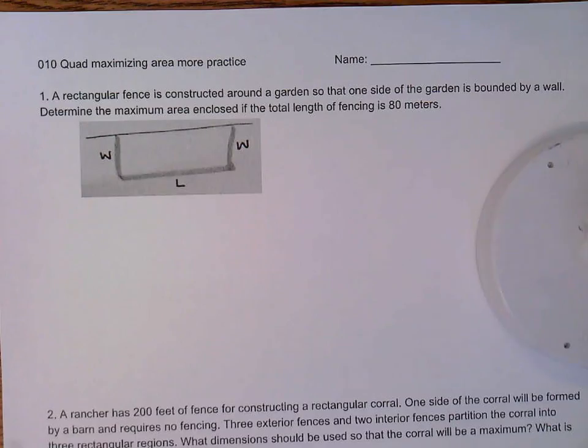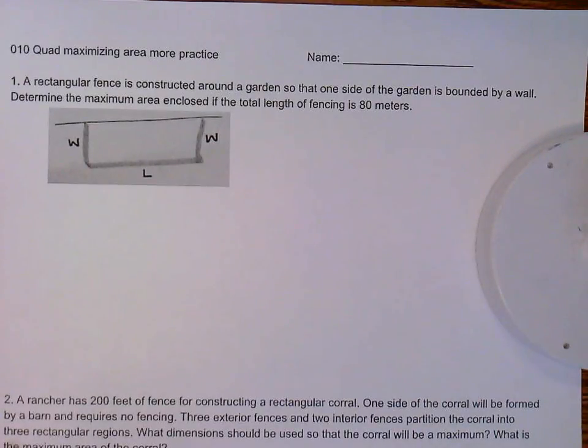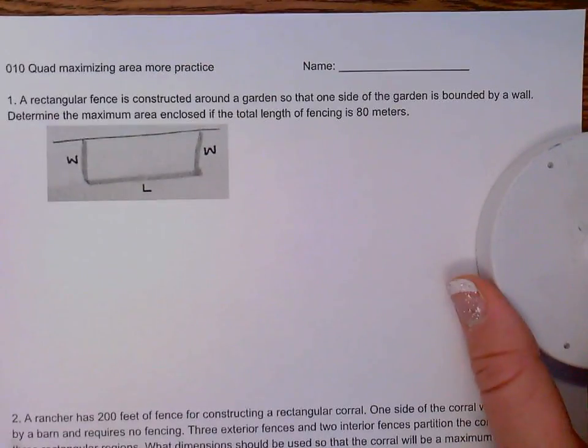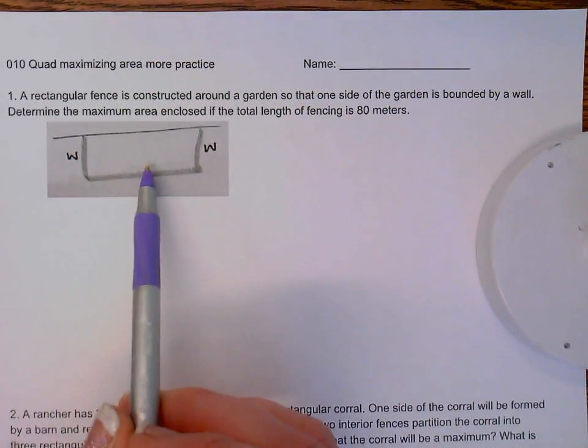Can someone tell me how to find the vertex if I get something in standard form of a quadratic? It's negative b over 2a. So negative b over 2a is a formula that you want to have memorized for the test because it helps you find the vertex of standard form. And any parabola is going to be maximized at its vertex.